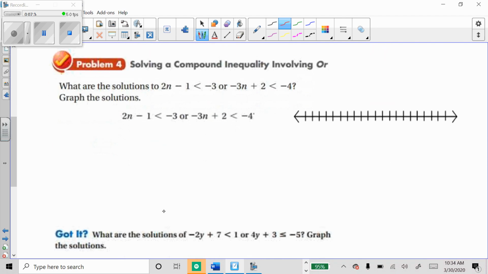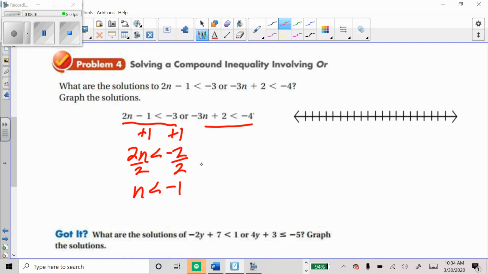All right, so now in this last problem, we're going to do some problems that involve OR. When you have OR, you really have to write them out 2 different ways to cover both cases. So what we're going to do is just solve both of those inequalities. So on this first one, I'm going to add 1 to both sides. And then I get 2n is less than -2. Dividing by 2 gets me n is less than -1.